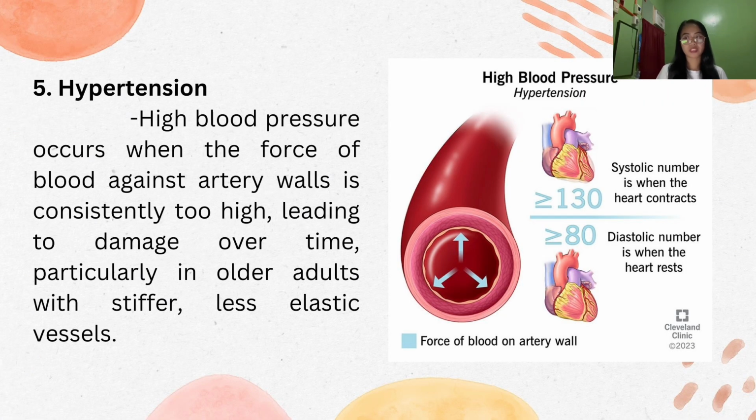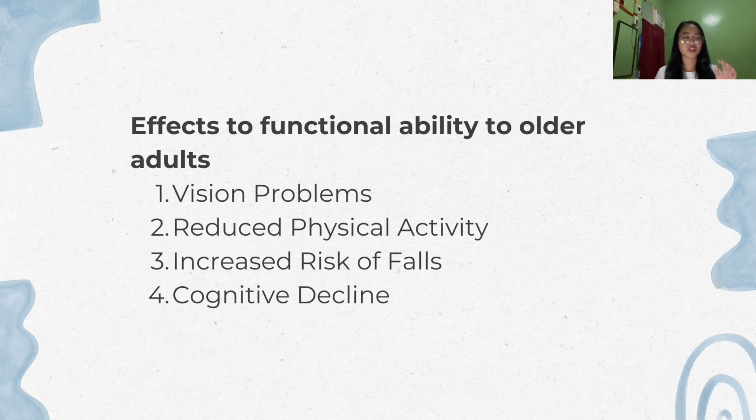Now, we have hypertension. High blood pressure occurs when the force of blood against artery walls is consistently too high, leading to damage over time, particularly in older adults with stiffer and less elastic vessels. Its effects on the functional ability of older adults: first, we have vision problems because high blood pressure can damage the blood vessels in the eyes.